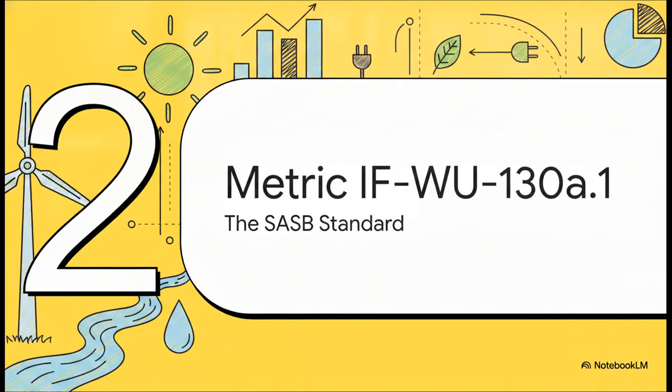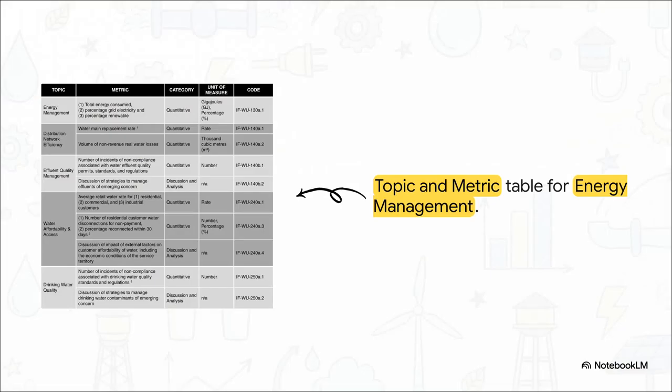Section 2. Introducing metric IFW 130A.1, the SASB standard. So, how exactly do investors and stakeholders track a utility's transition to cleaner sources? Well, the solution is this specific accounting standard. Now, what's really interesting about this slide is how it simplifies things. Looking at the energy management row, you'll find metric code IFWU 130A.1. It essentially takes this massive, complicated issue of energy use and distills it down into 3 really convenient quantitative pillars: total energy consumed, percentage grid electricity, and percentage renewable. Let's explore exactly how a utility calculates each one.